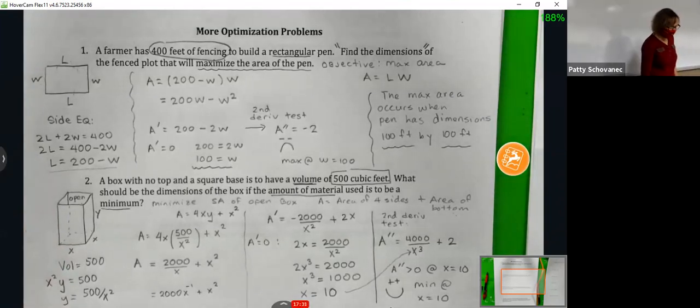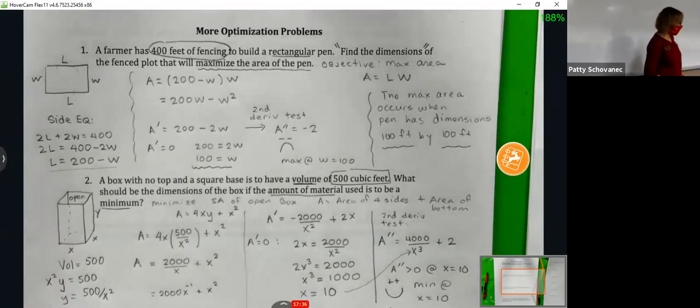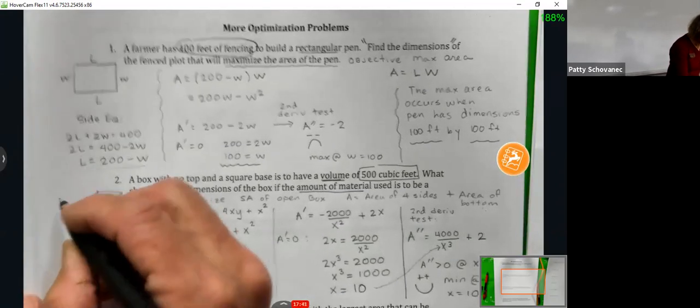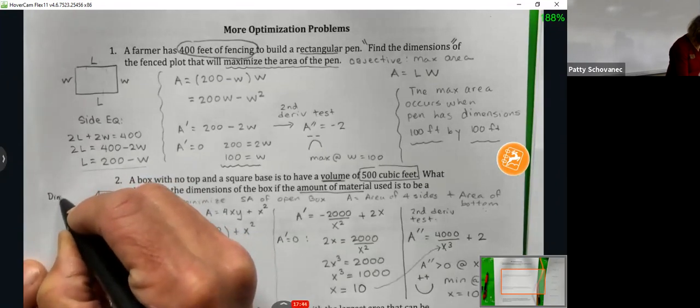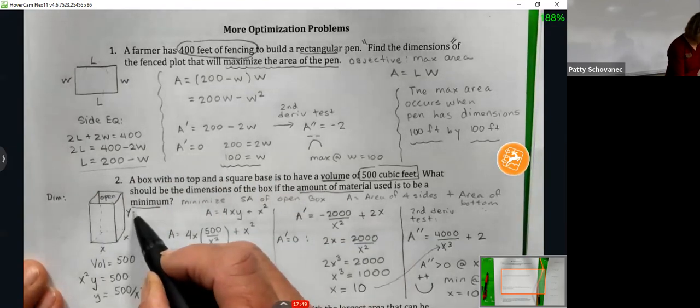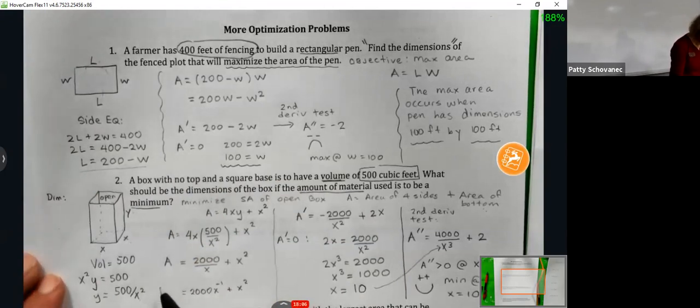So now it's time to answer the question. We have a minimum. We want to give the dimensions of the box with the minimum material. So let's see if I can fit it over here. So the dimensions would be 10 by 10 by y, and we can get y from right here. 500 divided by 10 squared. So 500 divided by 100 will give me y is equal to 5. So the box with the minimum amount of material is 10 by 10 by 5.